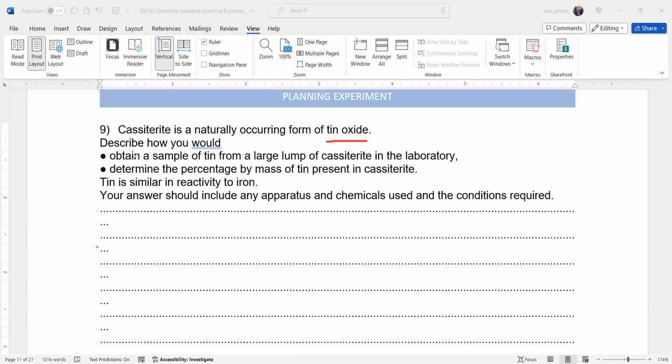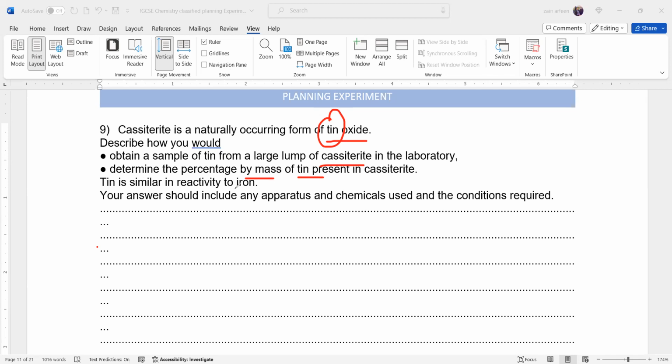Describe how you would obtain a sample of tin from a large dump. Large lumps are there in the lab, and we have to determine the percentage by mass of tin present in this mixture. So we have the ore of tin, which is cassiterite, and we want to identify how much tin is present. Tin is a less reactive metal. A less reactive metal we can remove or reduce by reduction with carbon or carbon monoxide.